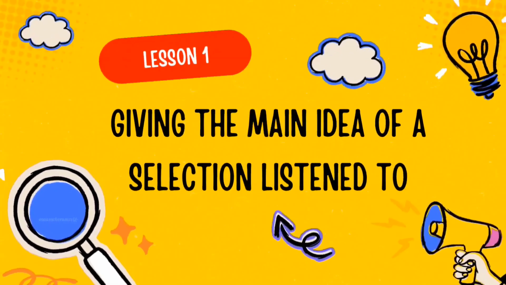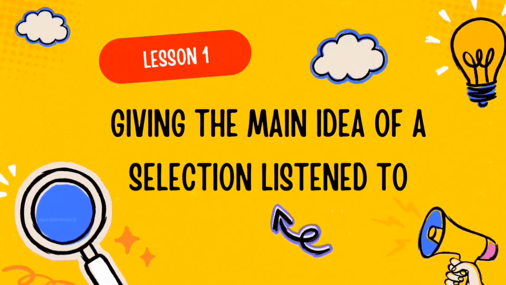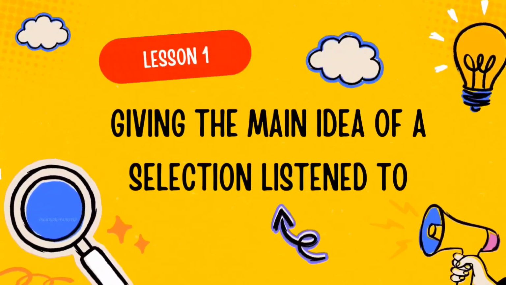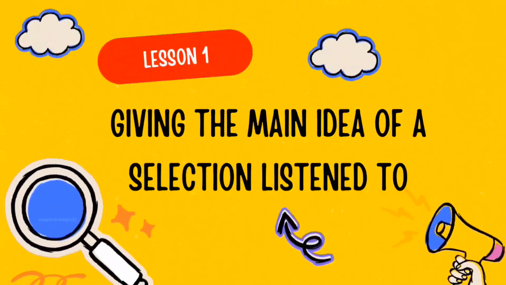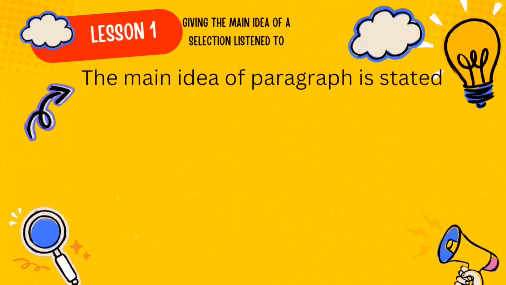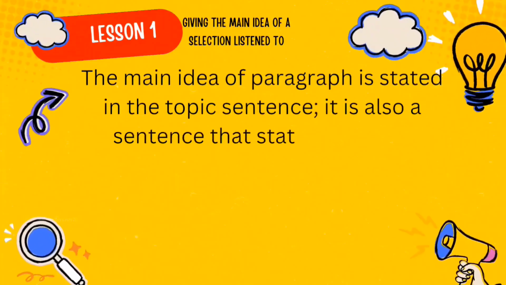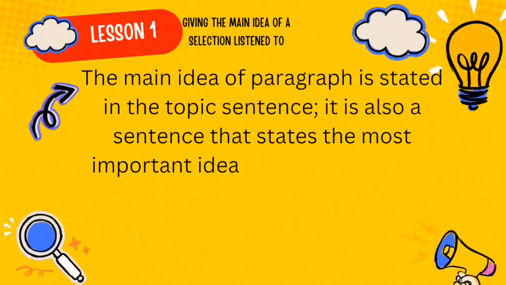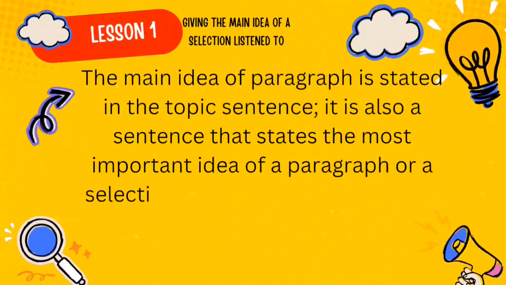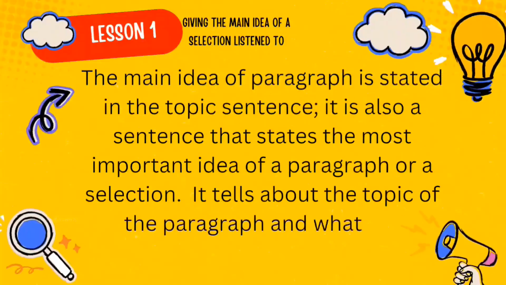For today's video, we're going to talk about giving the main idea of a selection. Listen to how you are going to give the main idea of a certain paragraph. The main idea of a paragraph is stated in the topic sentence. It is also a sentence that states the most important idea of a paragraph or a selection. It tells about the topic of the paragraph and what the paragraph says about the topic.